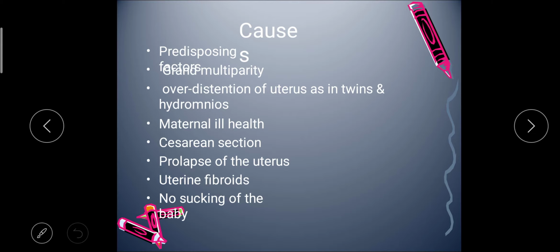Okay, this is one cause. Over distension of the uterus as in twins and hydramnios, means in case of twin babies, two babies. Okay, what happens, the uterus will be over distended, so in that case also there is a chance of getting sub-involution. Then maternal ill health, cesarean section, prolapse of the uterus, uterine fibroids, and no sucking of the baby. Okay.